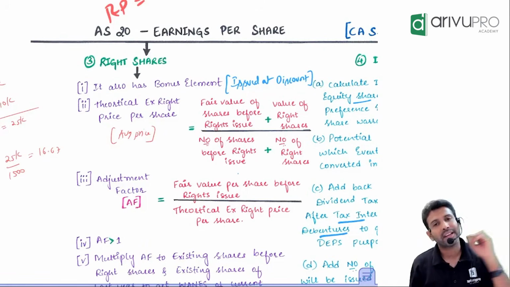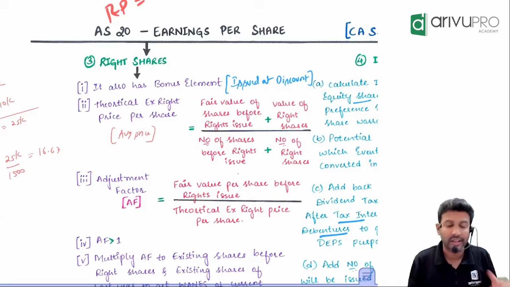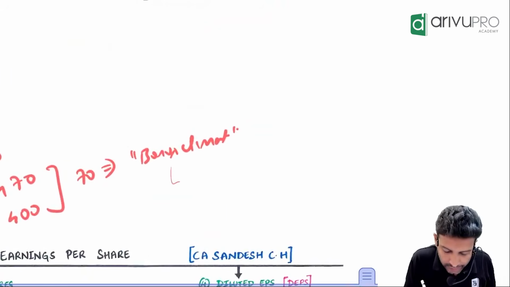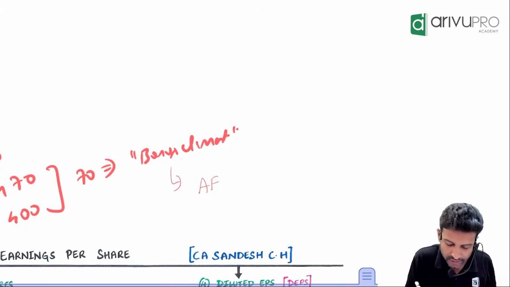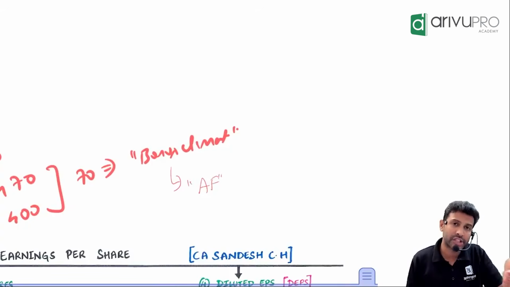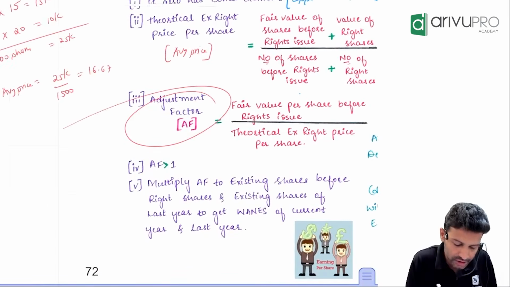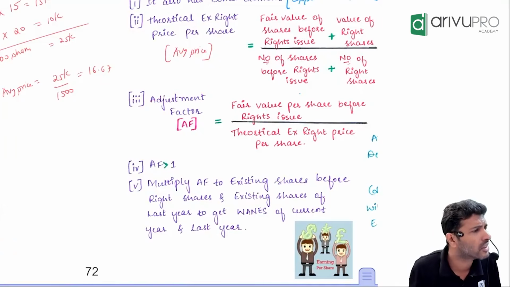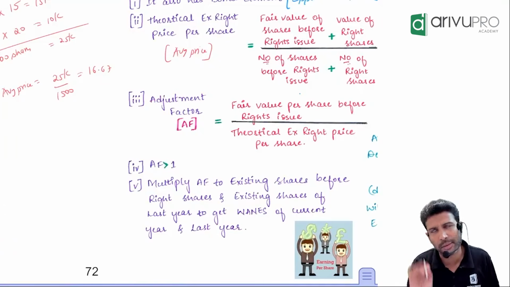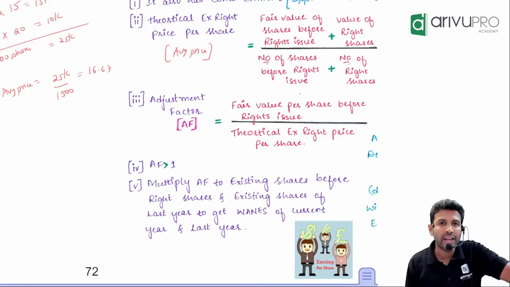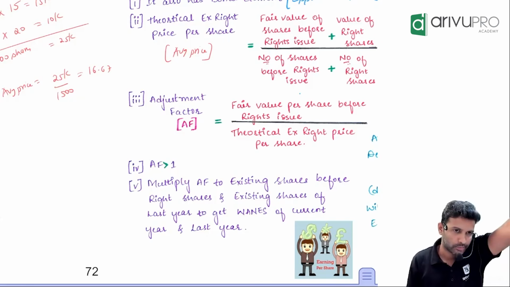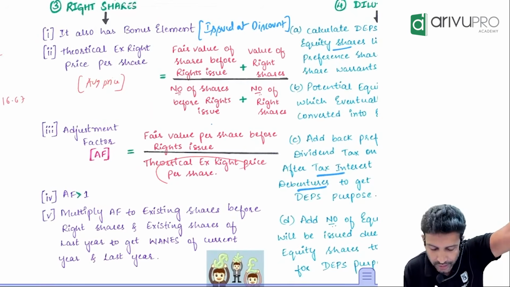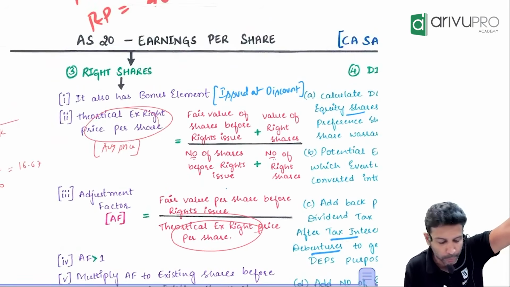The second one we just now discussed. Right shares also have an element of bonus. In AS20 terminology, we call it AF, as in adjustment factor. Instead of bonus element, they are calling it the adjustment factor. That's given by the formula: value of one share before the rights issue divided by the theoretical ex-right price per share, which you computed above.